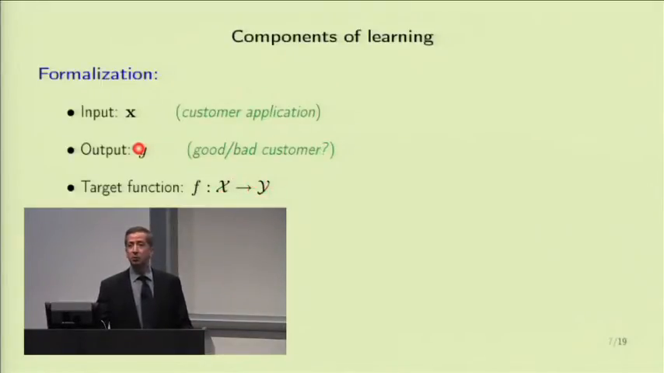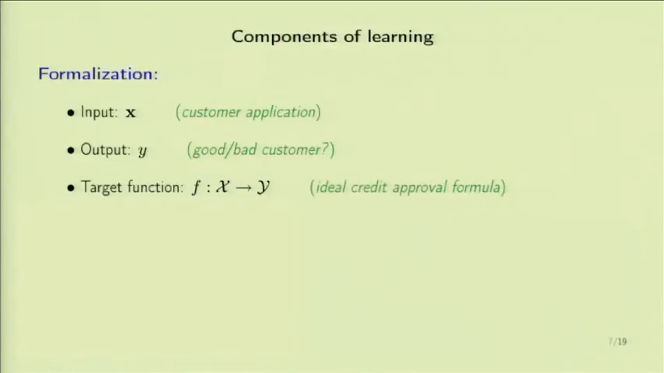Well, that's an easy one because y can only be plus or minus 1, accept or deny, and therefore this is just a binary codomain. Okay? And this target function is the ideal credit approval formula, which we don't know. In all of our endeavors in machine learning, the target function is unknown to us. If it were known, nobody needs learning. We just go ahead and implement it. But we need to learn it because it is unknown to us.